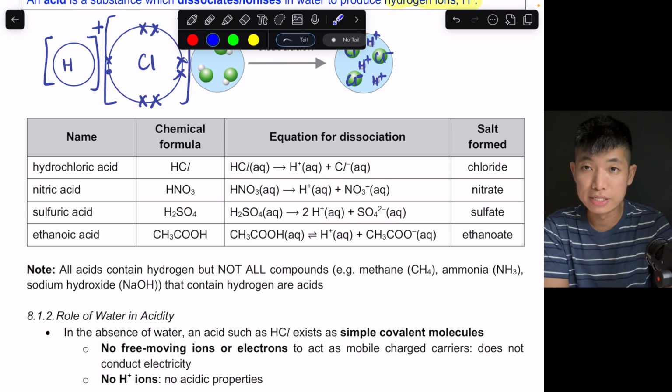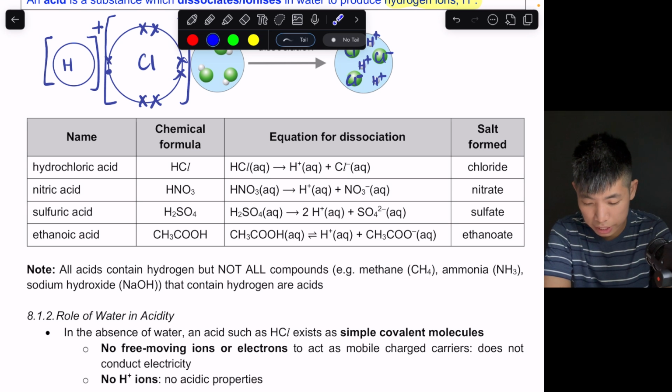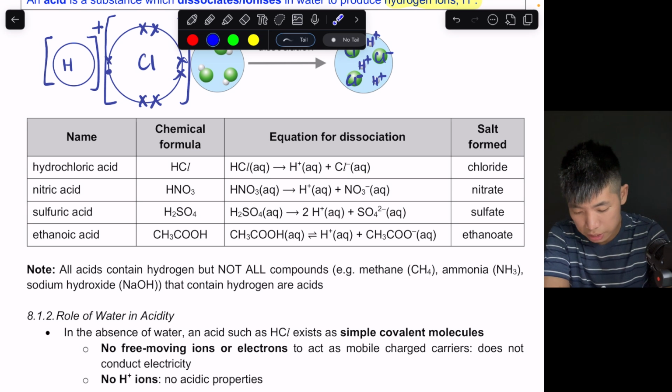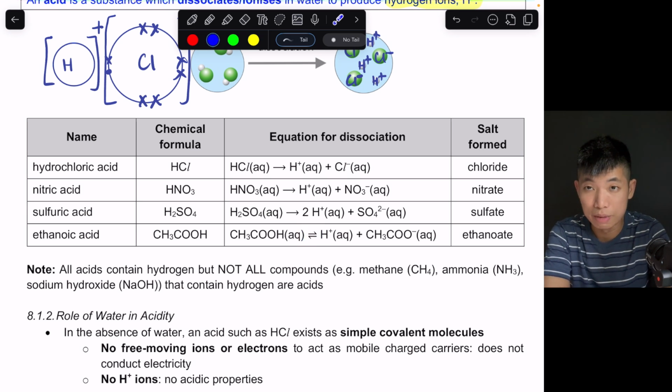Okay, one other acid is ethanoic acid, which is a weak acid. You notice that the symbol for the arrow here is actually a double-headed arrow. That means only some of these molecules undergo the dissociation process. Okay, so you get a lower concentration of your H plus ions. We will cover this later in another video of strength of acids.